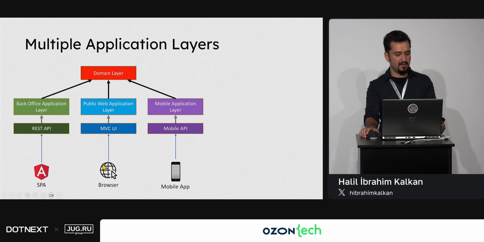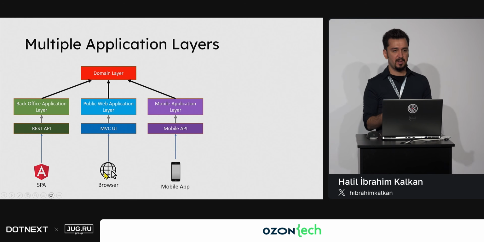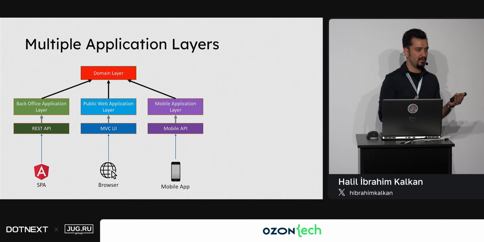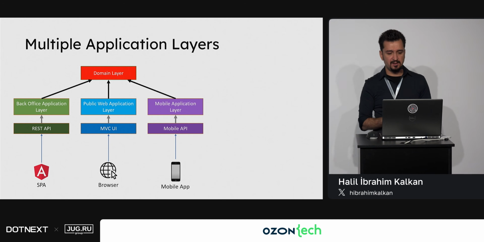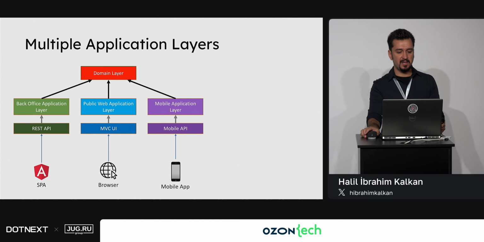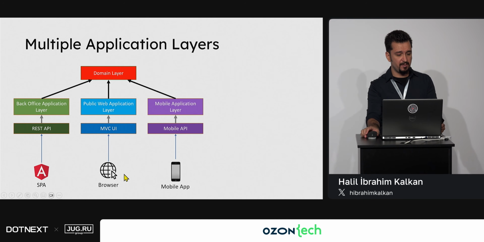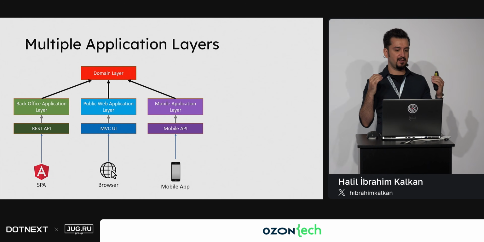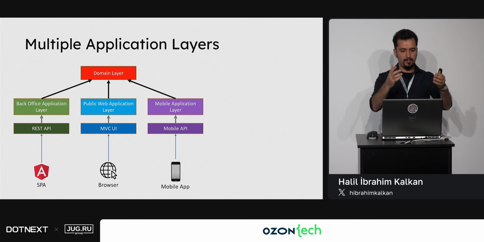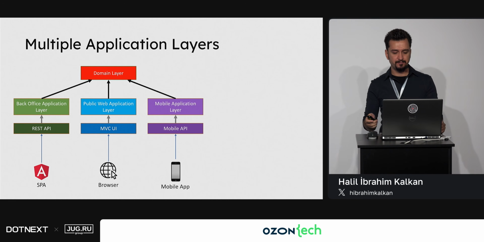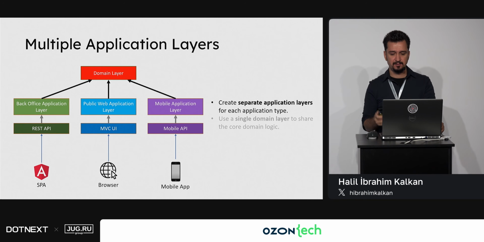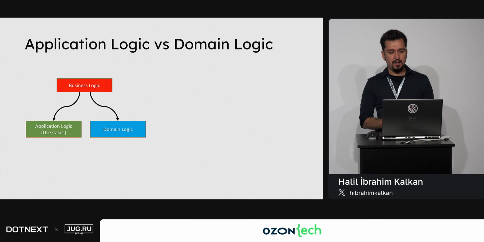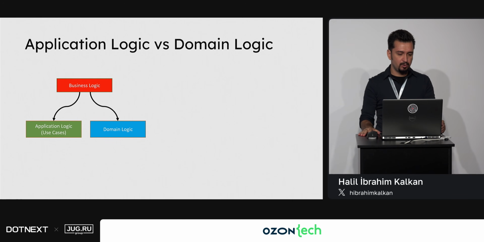However, their screens are different, so their input and output parameters are different. Their use cases are different. Maybe there are some limitations in some applications, but in other applications there are some other rules. So these differences should be located in the application layer. But the domain layer should be the same for all the application types.